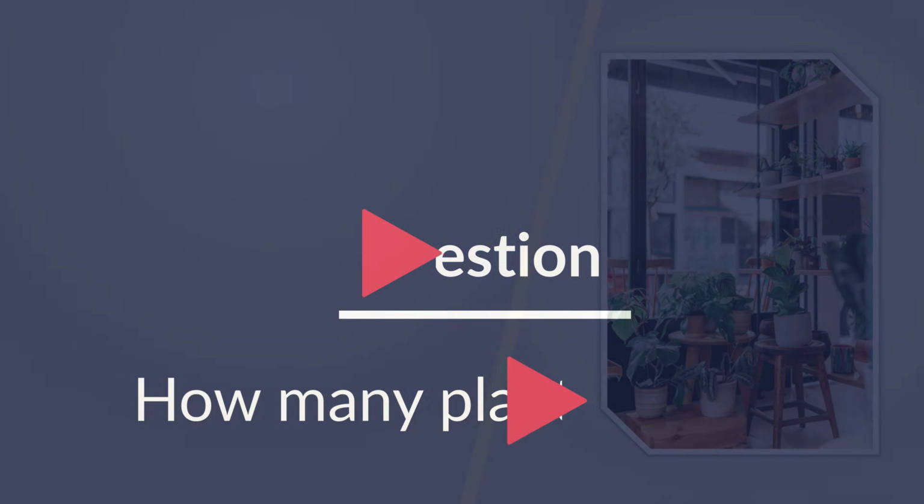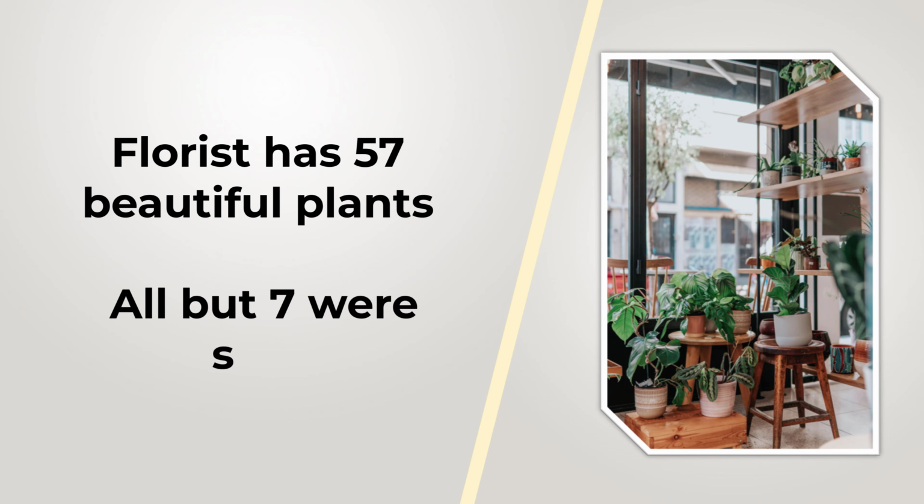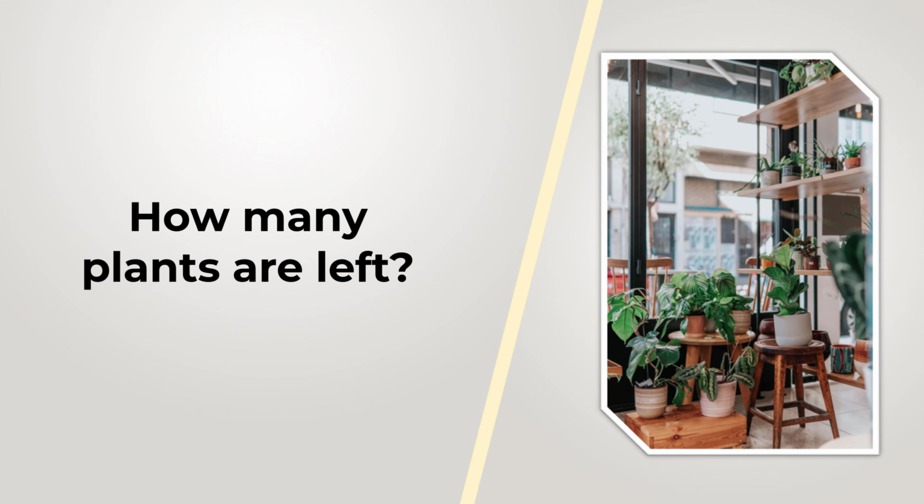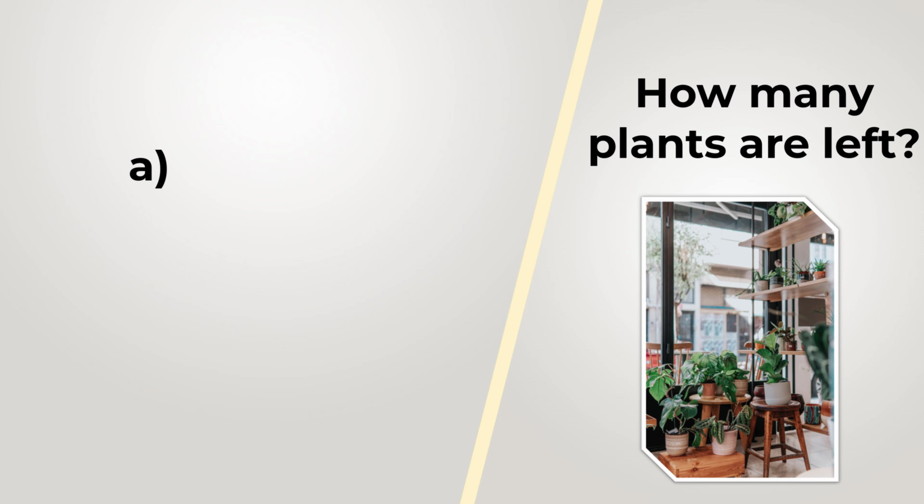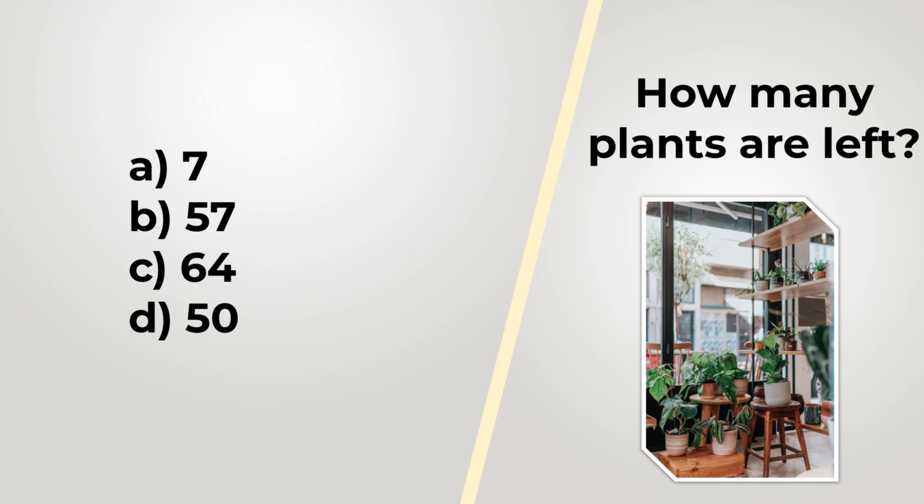Here's the challenging question you might frequently see on the test. Florist has 57 beautiful plants. All but 7 were sold. How many plants are left? There are 4 different choices. Choice A 7, choice B 57, choice C 64, and choice D 50.